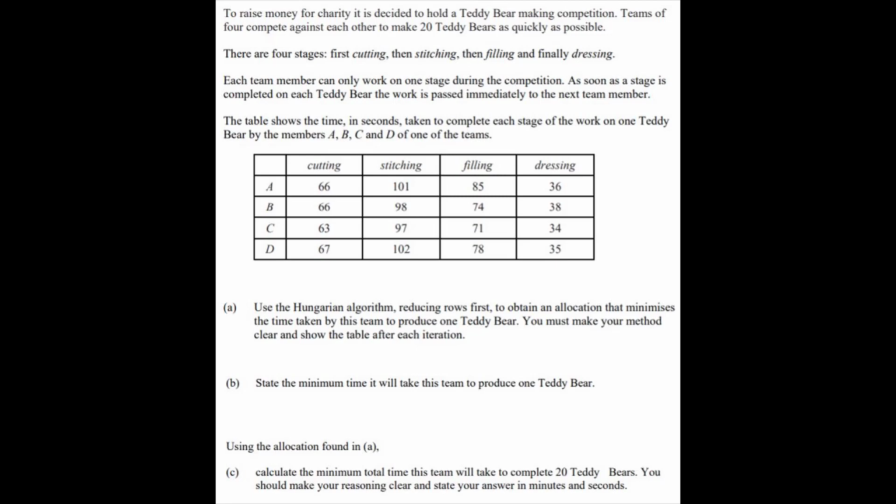Part A says use the Hungarian algorithm, reducing rows first to obtain an allocation to minimise the time taken by the teams to produce 1 teddy bear. So the 20 is out for part A. You must make your method clear and show the table after each iteration.